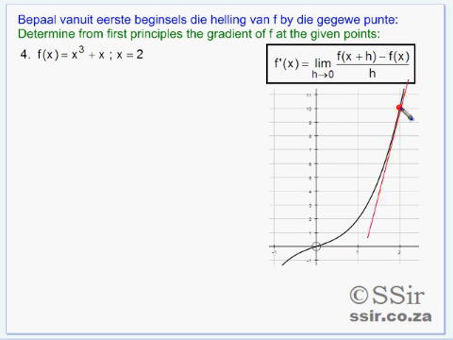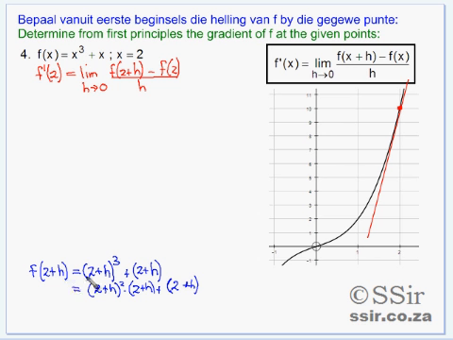The gradient of the graph at this point will be the same as the gradient of a tangent to the graph at this point. So, to calculate the gradient from first principles of the function f, we need to make x equal to 2 in this formula. After we've substituted the value of 2 into our first principles formula, we must determine the value of f of 2 plus h, as well as the value of f of 2. F of 2 plus h is then equal to 2 plus h cubed, remember it was x cubed, and x is replaced with 2 plus h.